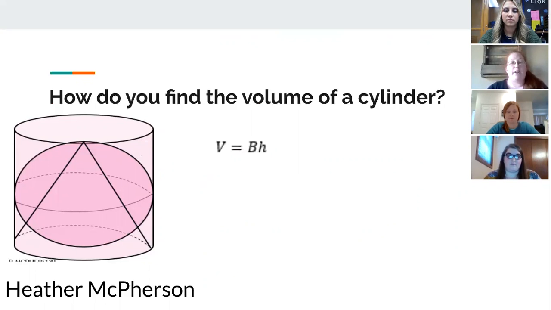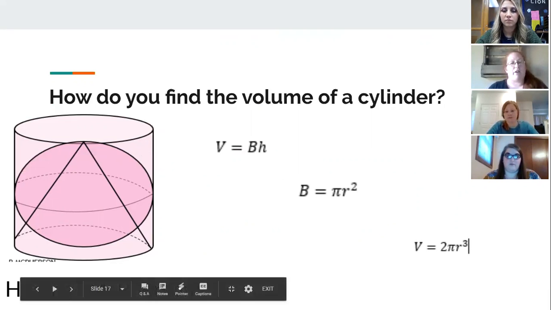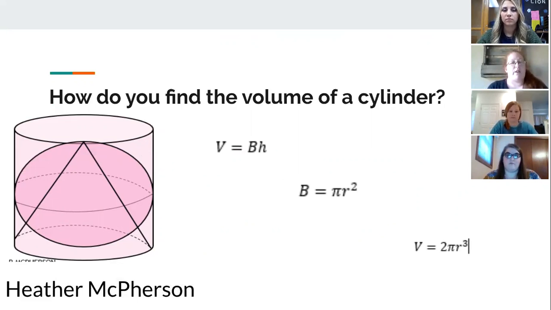So with the next equation, to find the base, you're going to have pi r squared. And then once you figure your base out, you'll end with your volume is 2 pi r cubed, because you have two bases with a cylinder, not just one. So you have to multiply that by 2 and then cube it.